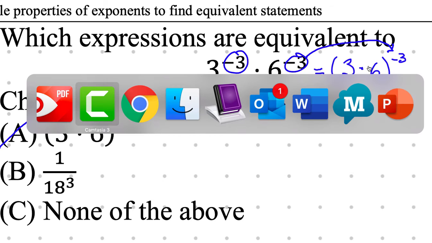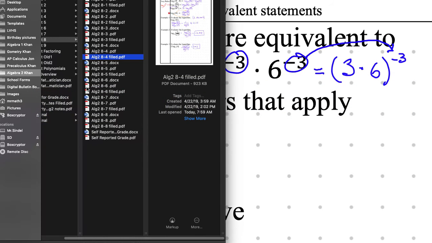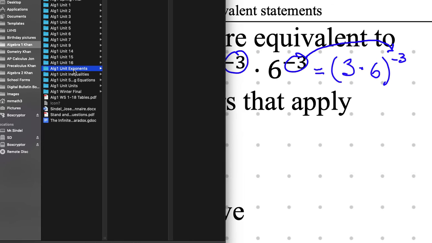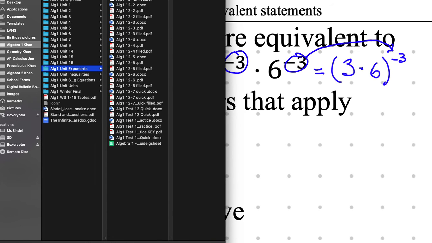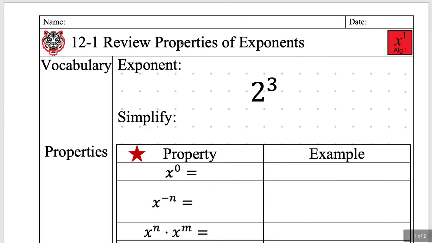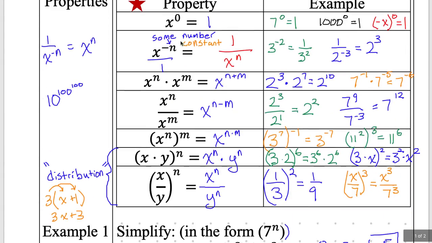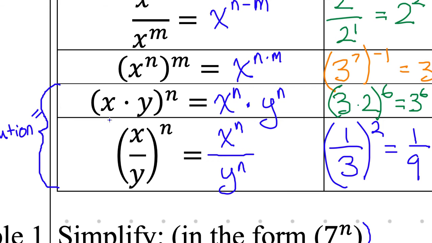I guess I can pull back up the notes from yesterday. Give me a sec. I can show us the rule that I'm talking about. Algebra 1, it's going to be that 12, 1. So it's this rule right here. This x times y to the power of n.